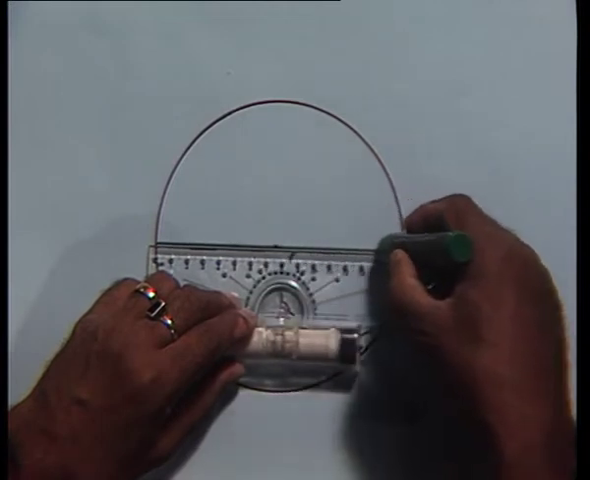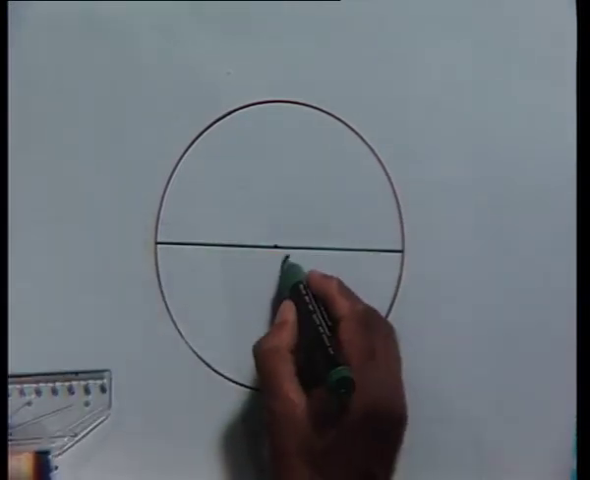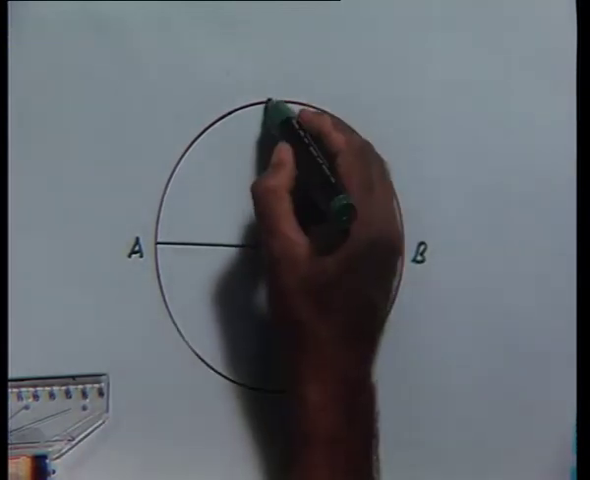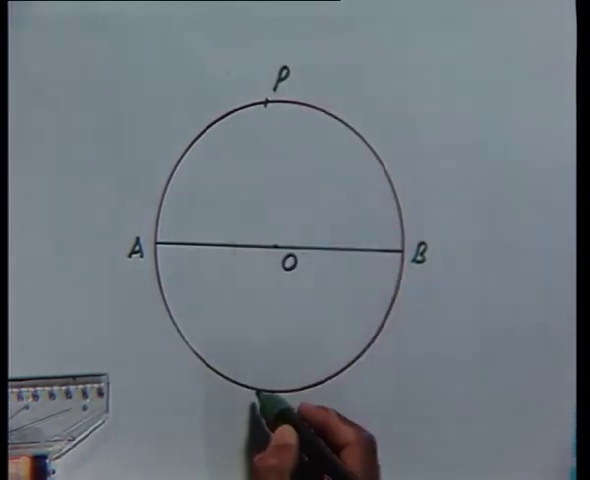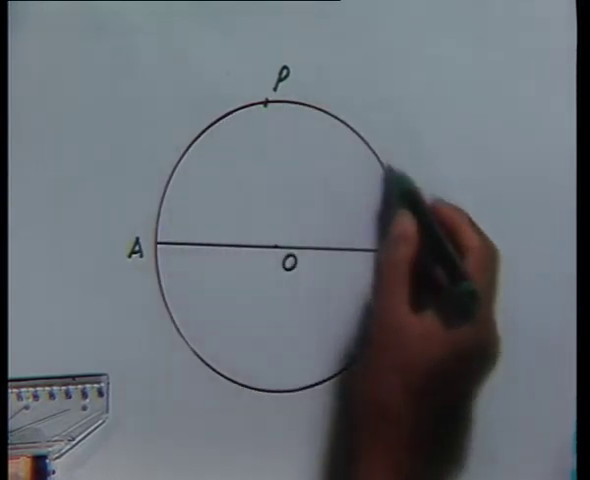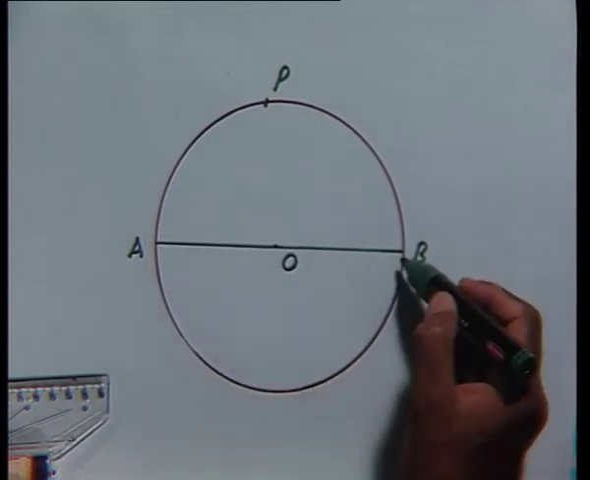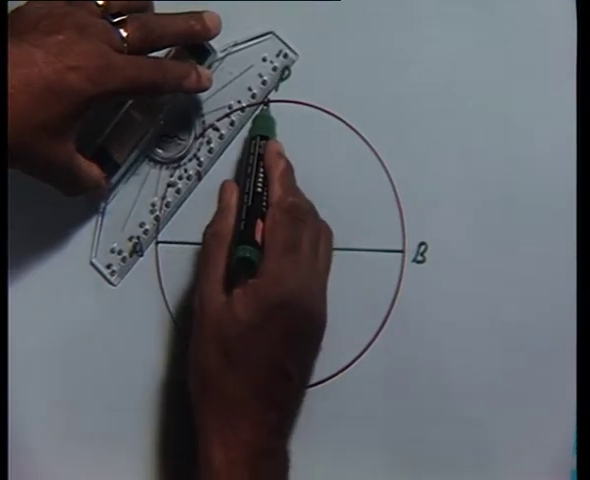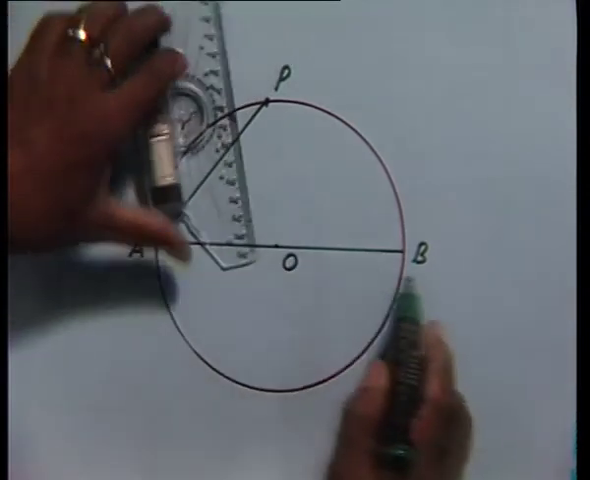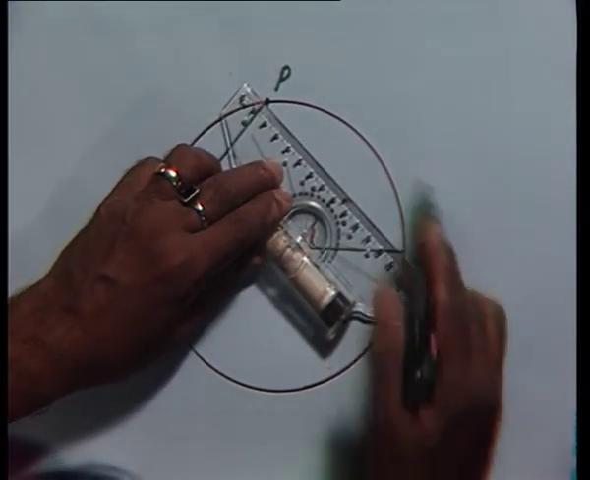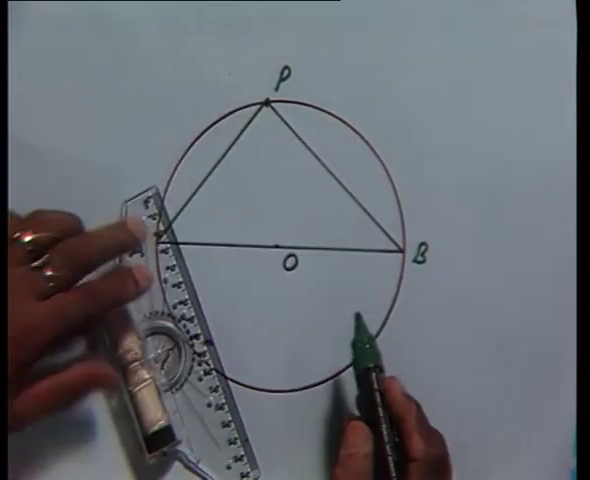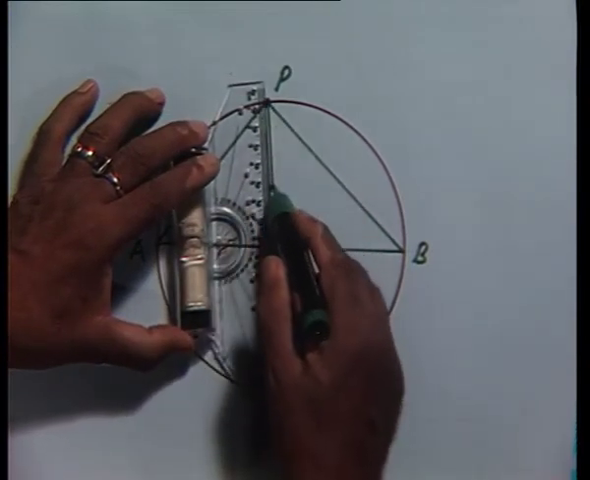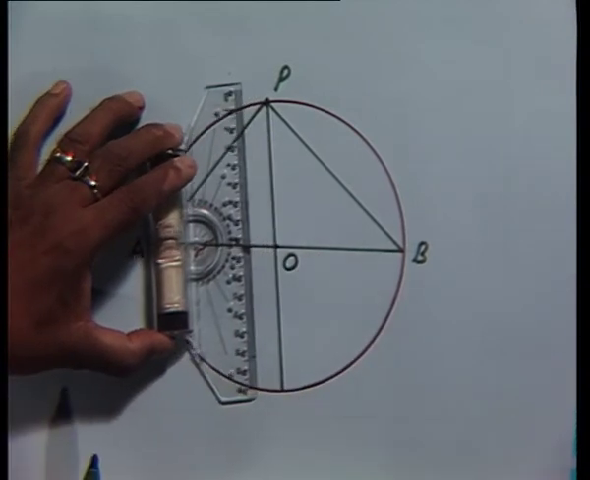Diameter, remember, is a chord which is passing through the center. If this is A and this is B, I can take P here, or I can take P on this side, because I am talking of half circle, that is a semicircle. This is semicircle, this also is semicircle. Now, if I join this A to P, and P to B, and once again repeat the same step that we did in the last two cases, that is, join P to O like this.